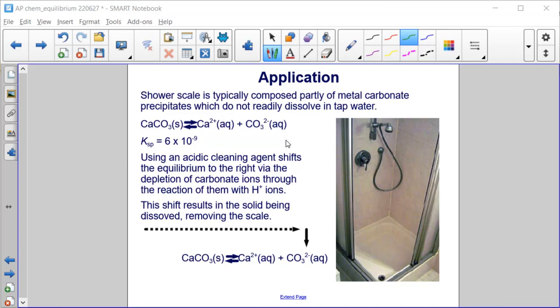The way we do that is by using an acidic cleaning agent, which shifts the equilibrium to the right. How? Because the carbonate ions are depleted, they decrease through the reaction of them with the hydrogen ions from the acid. This shift results in the solid scale being dissolved, removing it. So if we decrease this amount of CO3 2 minus, we can drive the reaction towards the right, dissolving all of this solid.